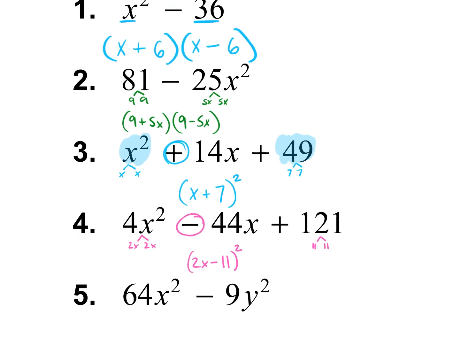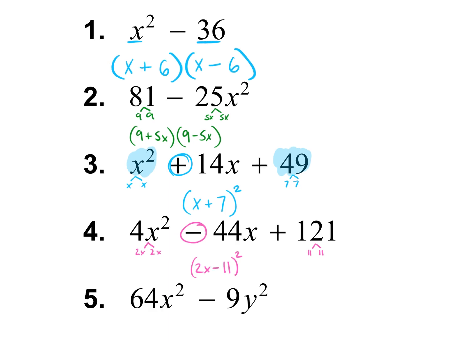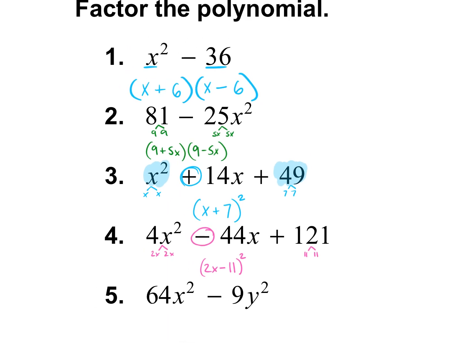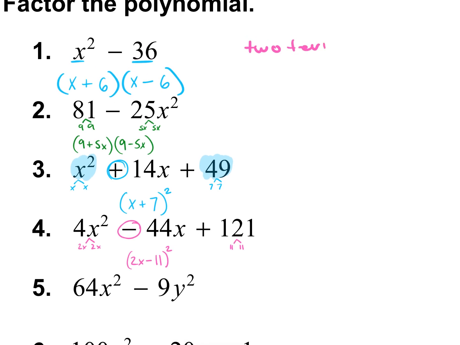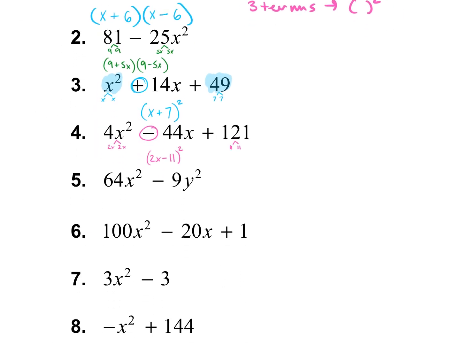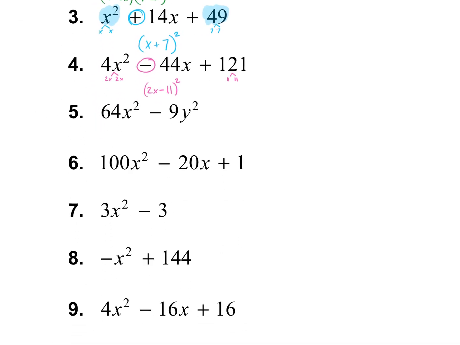So notice the difference between 1 and 2 and 3 and 4. When you have 2 terms, you end up with 2 sets of parentheses. So 2 terms, you get 2 sets of parentheses. 3 terms is 1 parentheses squared. I'm going to let you guys do 5 and 6 on your own. Let's look at 7.